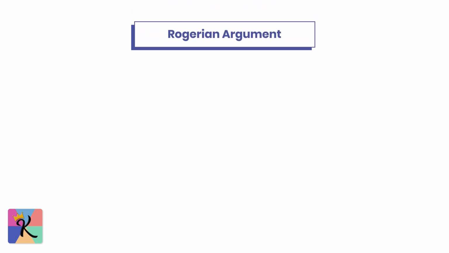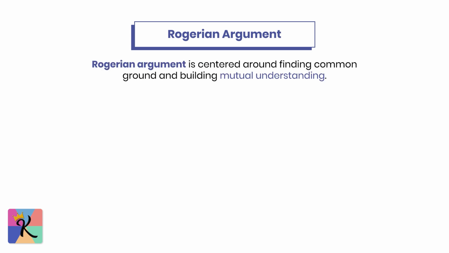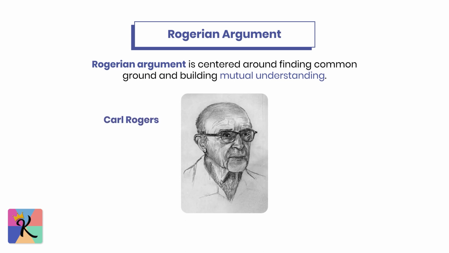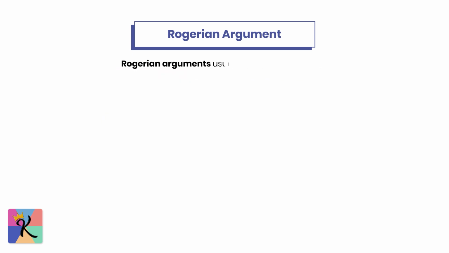Rogerian argument. Next, let's look at the Rogerian argument, which is centered around finding common ground and building mutual understanding. Inspired by Carl Rogers' humanistic psychology, this type of argument is often used to reduce polarization and find areas of agreement rather than solely trying to convince the audience of a particular point. Rogerian arguments typically follow this structure.